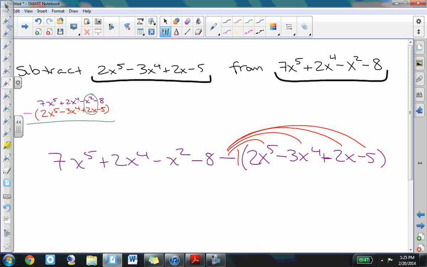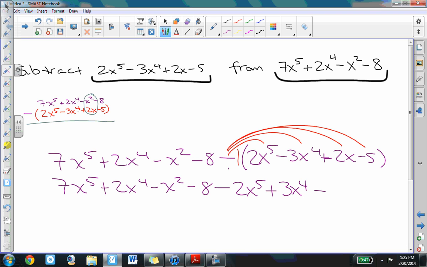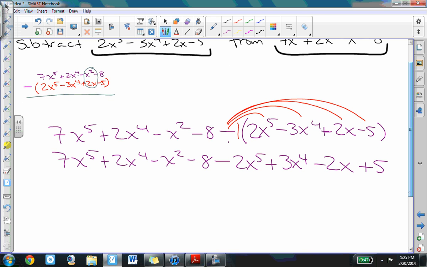All right, so let's go ahead and do that. I'm going to start by rewriting this. I'm about to distribute: negative 2x to the fifth, minus negative, oh that's plus 3x to the fourth, minus 2x, minus negative 5, also known as plus 5. Okay? So now we're going to combine like terms.